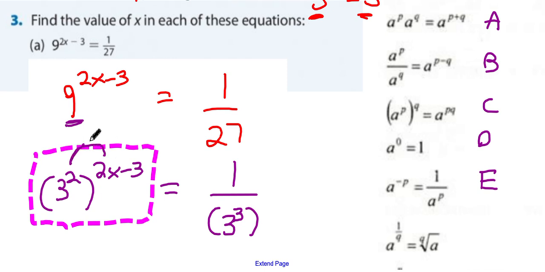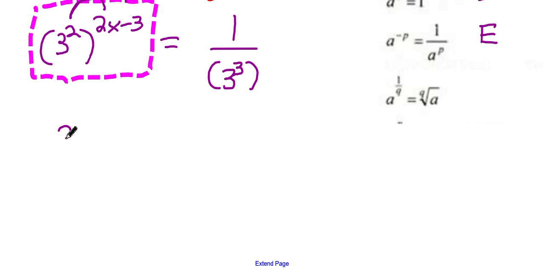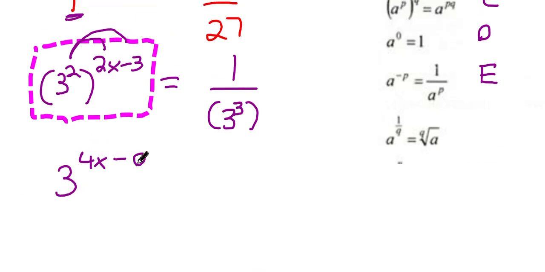2 times 2x and 2 times minus 3. And what do you get? 4x. Yeah. Minus 6. Now, don't be too disappointed. You got marks for doing 3 to the power of 3 and 3 to the power of 2. You got marks already. You don't have to get it completely right.